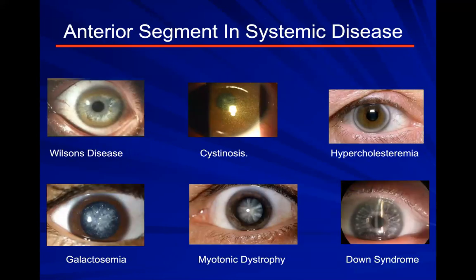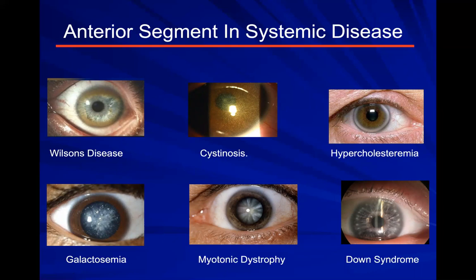Let's talk about the anterior segment in systemic disease. Wilson's disease. This is what we refer to as the Kayser-Fleischer ring. You get copper deposition in the corneal layers, and it's really very prominent in the eye. So again, I can diagnose a Kayser-Fleischer ring maybe before the internist or the nephrologist knew his patient had Wilson's disease. Cystinosis, again, another nephrology disease.